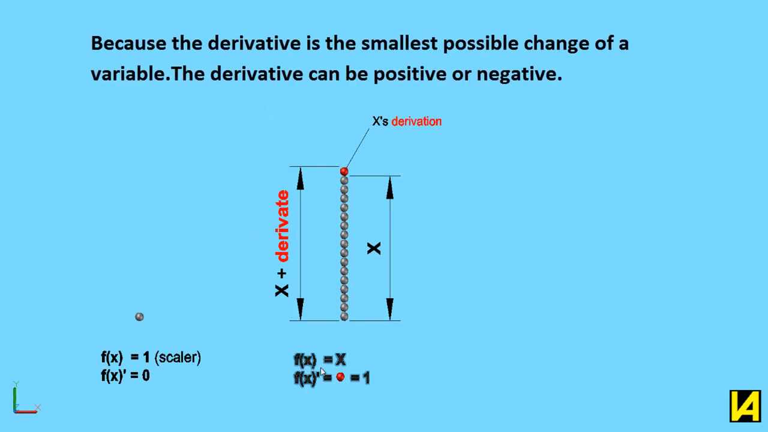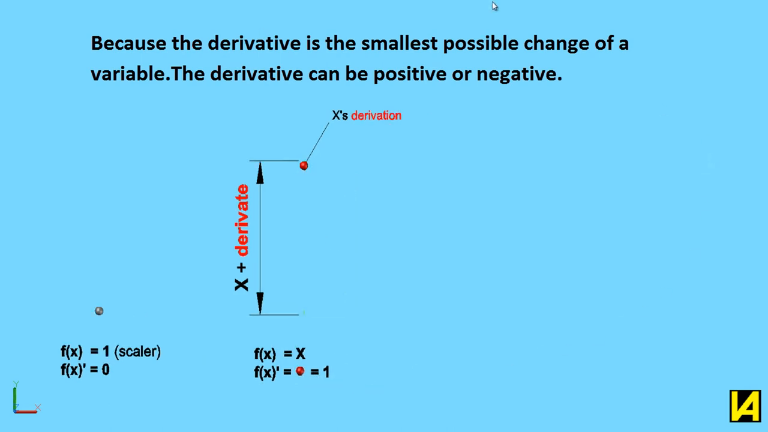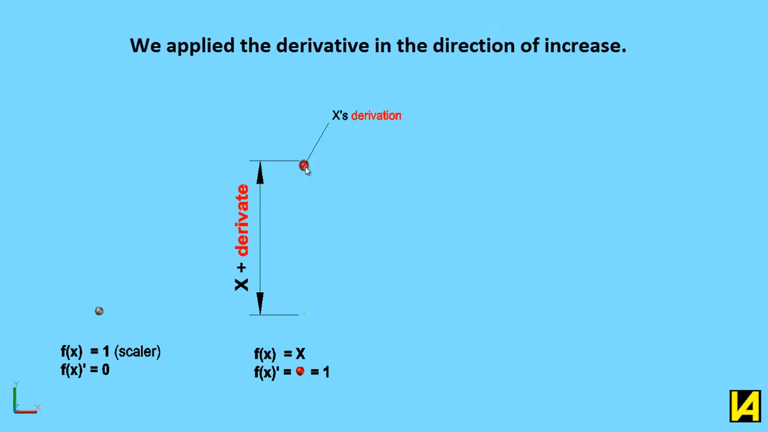Because the derivative is the smallest possible change of a variable. The derivative can be positive or negative. We applied the derivative in the direction of increase.